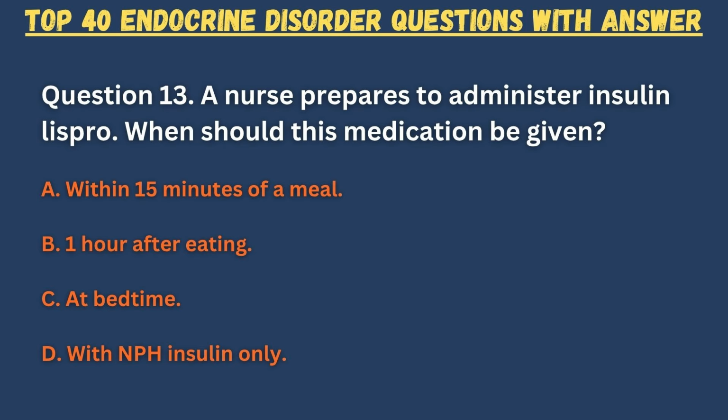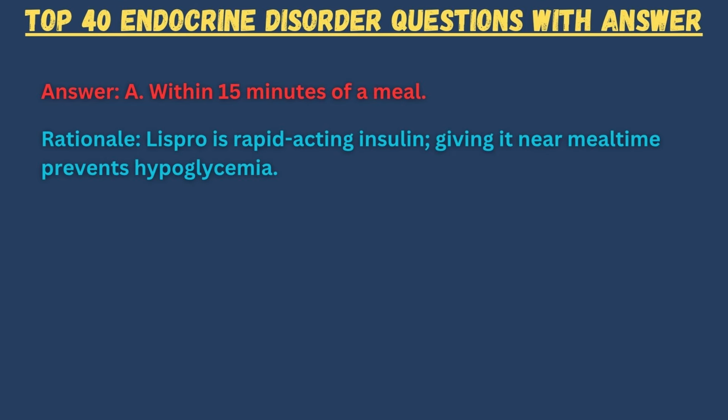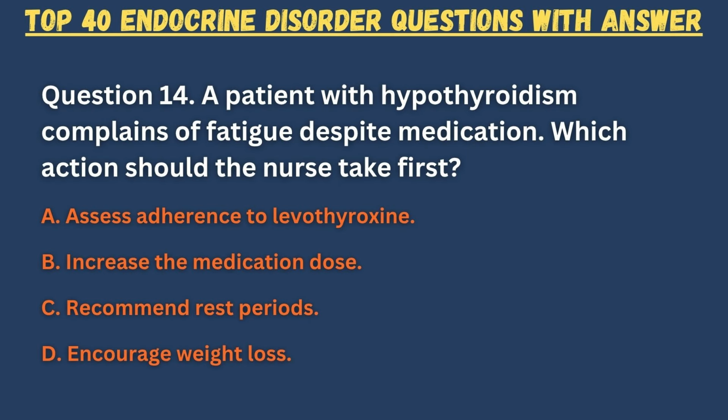Question 13. A nurse prepares to administer insulin lispro. When should this medication be given? A. Within 15 minutes of a meal. B. 1 hour after eating. C. At bedtime. D. With NPH insulin only. Answer. A. Within 15 minutes of a meal. Rationale. Lispro is rapid-acting insulin. Giving it near mealtime prevents hypoglycemia. Question 14.